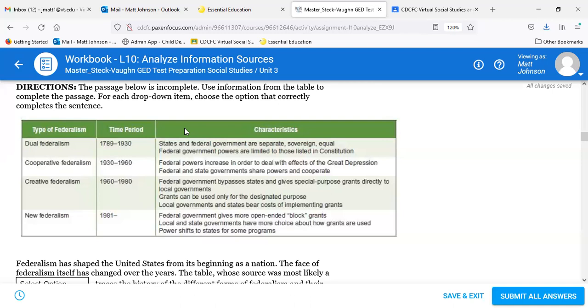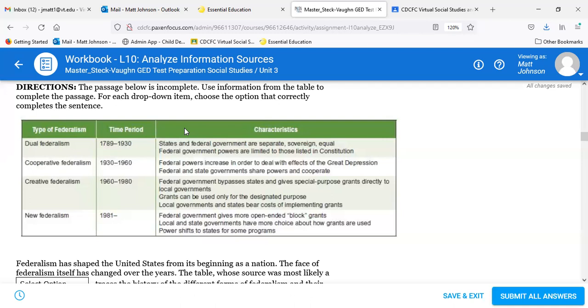And then creative federalism, so 1960 to 1980. Now a different era. We're past World War II. We're in the Cold War, basically. And it says federal government bypasses states and gives special purpose grants directly to local governments. Grants can be used only for the designated purpose. Local governments and states bear costs of implementing grants. So further expansion, at this time we're also in the civil rights era. So that also had some federal involvement, right? Expansion of federal powers.